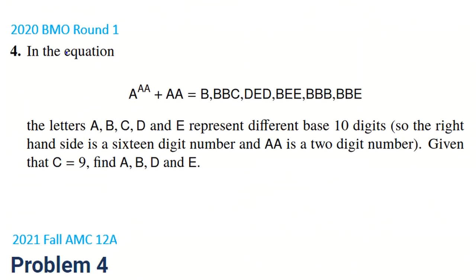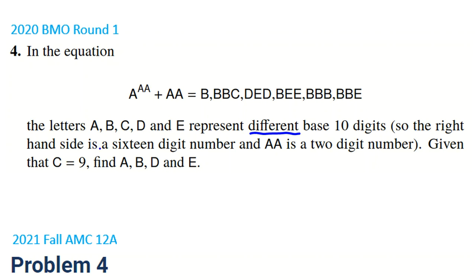Okay. Now let's read this problem of BMO Round 1, British Mathematical Olympiad 2020. In the equation, A to the power AA plus AA equals BBBCDEDBEEBBB. The letters A, B, C, D, and E represent different base 10 digits. So it is so much important: different base 10 digits.